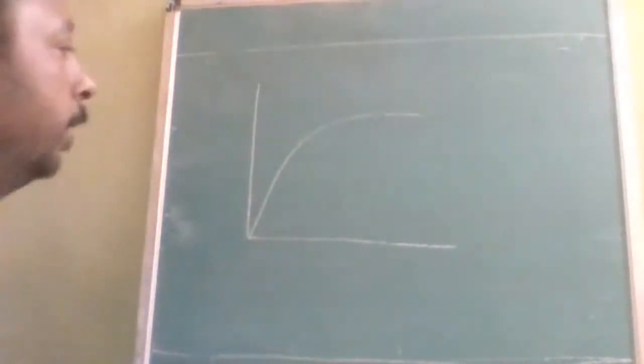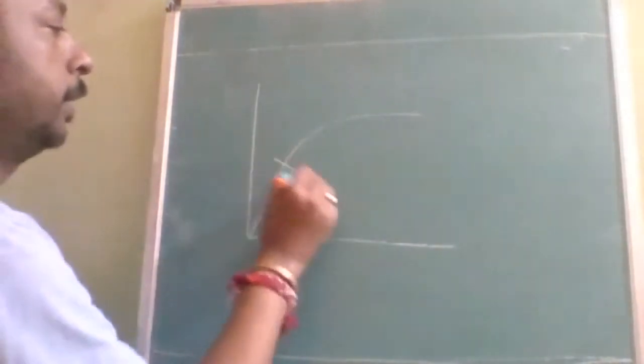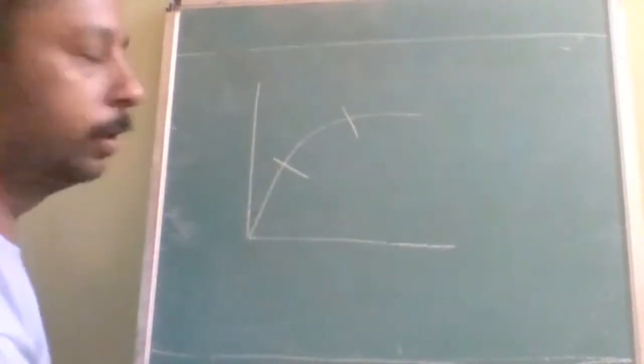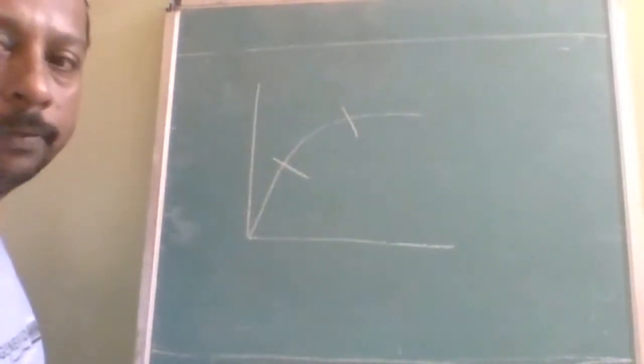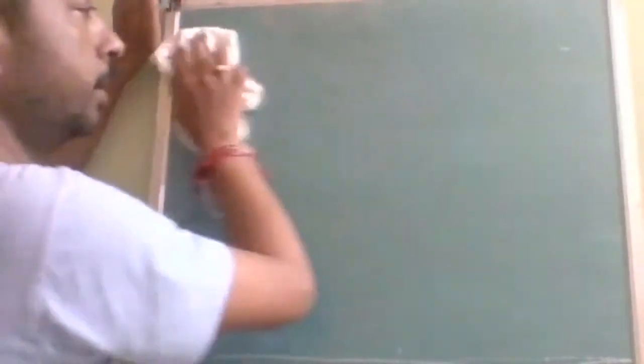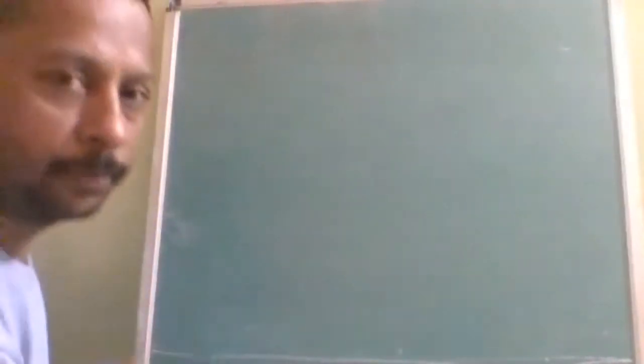So the main problem with this graph is that it has to be studied in three parts. If we can convert it into a single part, then it will be easy to understand and easy to apply. For that, we should make a modification in the equation itself. For that, I will apply the logarithm.